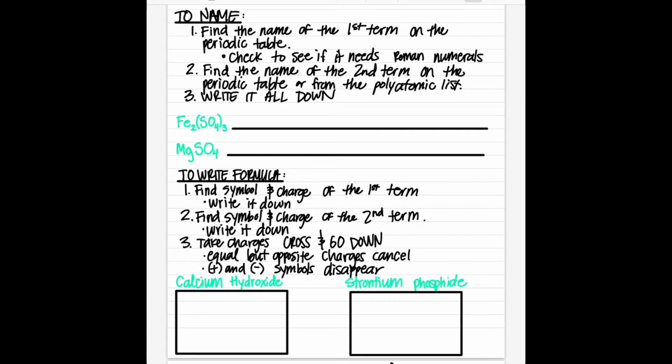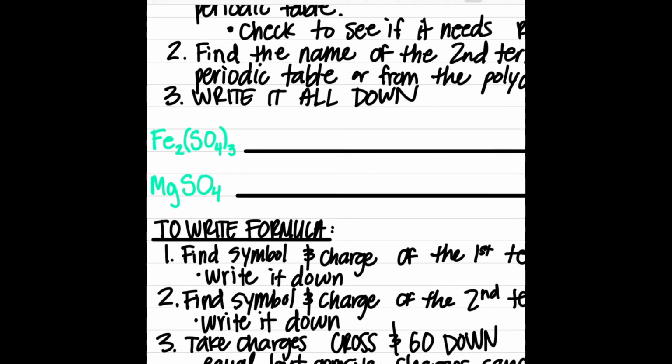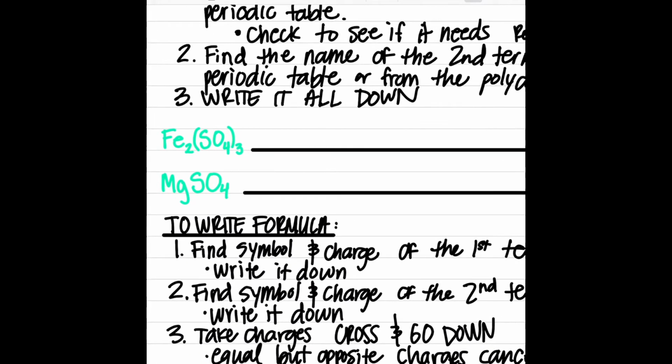All right, and then the third step is to just write it all down. So let's follow these. I've got 2 examples here. Let's follow the steps. Step 1 was to find the name of the first term. Well, that's iron. And now iron is highlighted. We need to figure out which iron we're going to use. We've got a +2 and a +3. So what we do is we look at the formula. Now remember when we put this formula together, we crossed and went down. So that means this 3 should actually be up here. So that's going to be iron 3.